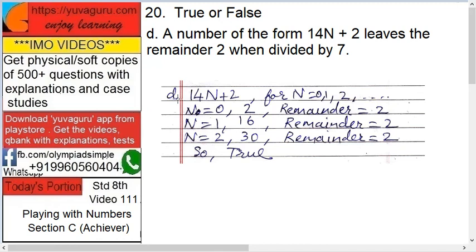Okay. So n equals 0. So 14 into 0 plus 2 is 2. Remainder is 2. How come remainder is 2? Divided by 7, 0 upon 7 is 0 and this 2 remains as the remainder. For n equals 1, 14 into 1, 14 plus 2, 16. So remainder is 2 again. Similarly 30, remainder is 2. So you go on and on and on. The remainder will be 2. So 14n plus 2 when divided by 7 will always leave a remainder of 2. So the answer is true.